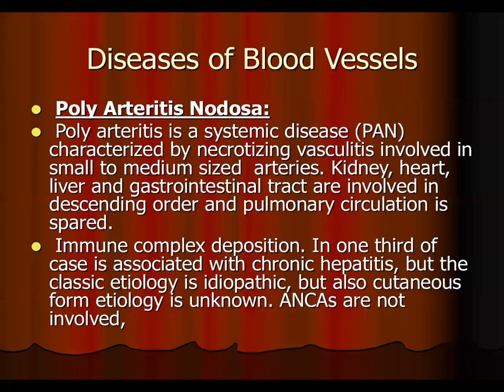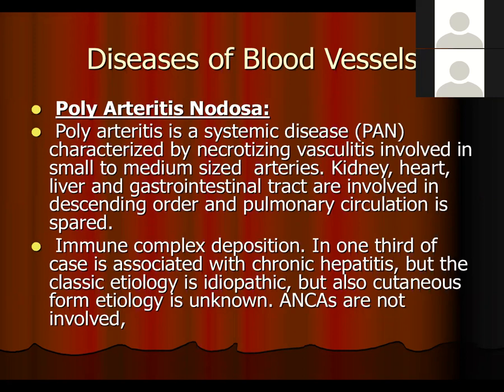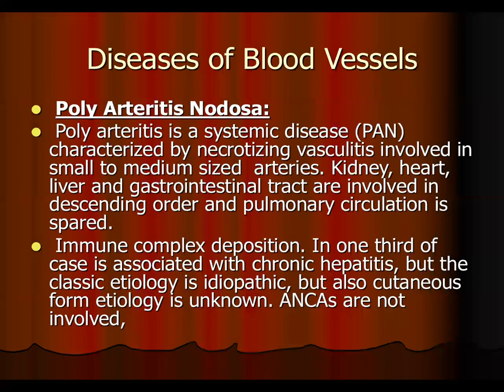There is multisystemic involvement, in which the kidney, medium to small size vessels, the liver, the heart, and the gastrointestinal tract can also be involved. In these cases immune complex deposition can occur, and in about one third of the cases, 30%, chronic hepatitis B surface antigen is present. So the pathogenesis is also associated with hepatitis B virus infection.